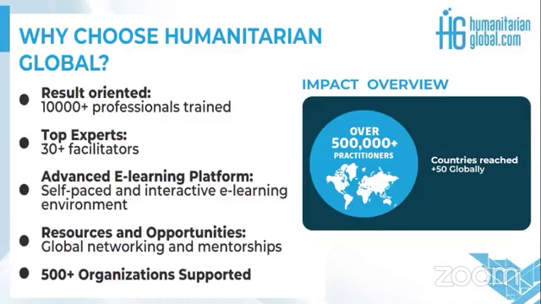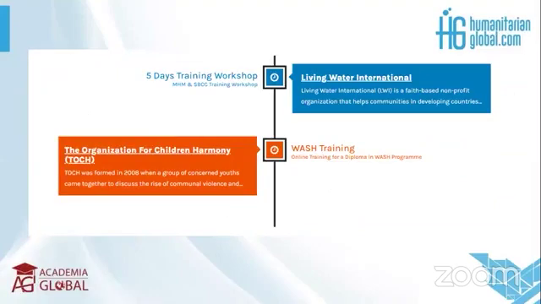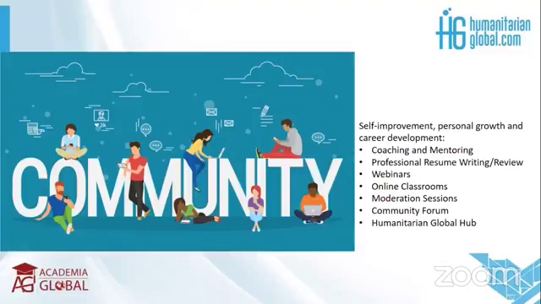We also work a lot with organizations. We've reached 500-plus organizations, and some of these include Living Water, Plan International, UNEP, Mercy Corps, Torch, and the World Food Programme, just to name a few. This is through conducting needs assessments, advocacy campaigns, corporate social responsibility, and team building as well. We also do in-person organizational training depending on the needs assessment done for those organizations, including Living Water and Torch, where we trained on WASH as well as menstrual hygiene management.